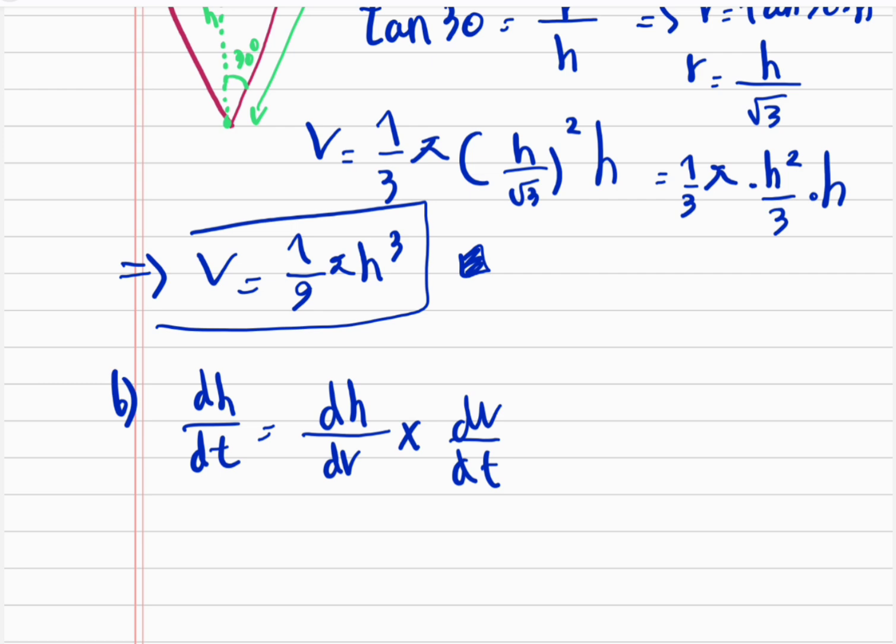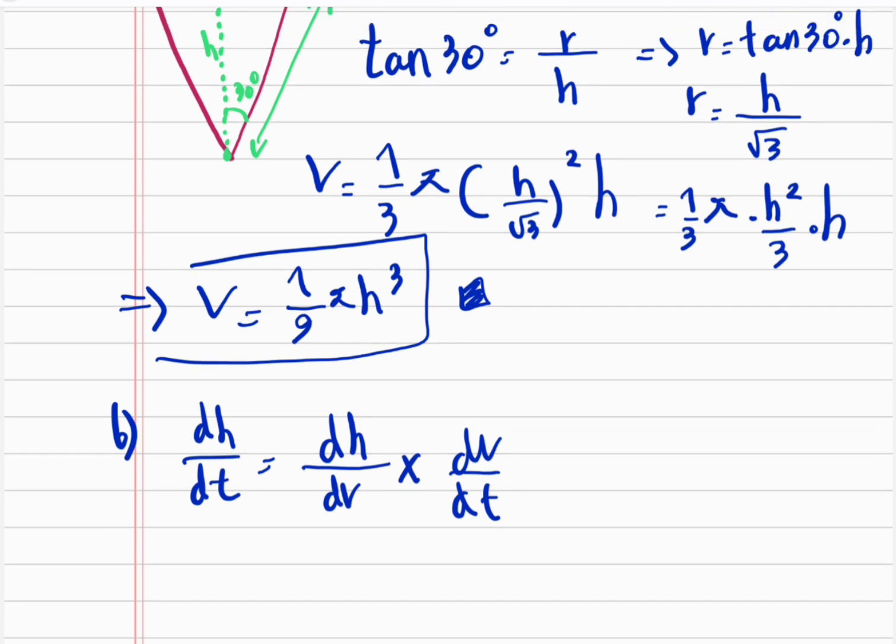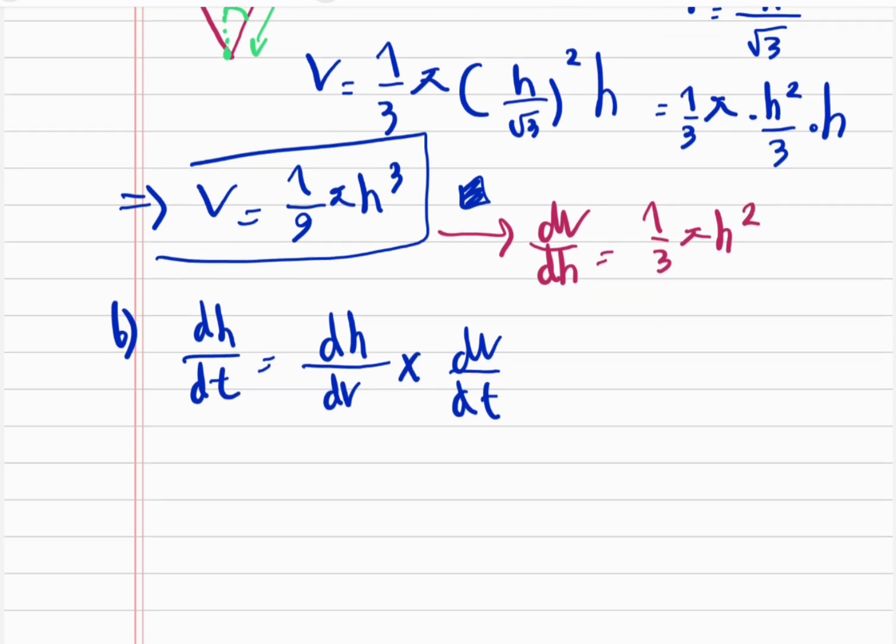And the next thing that we should find here is dh by dv, but we can easily find that because we have the formula of V. So let's find dv by dh, and then we find the reciprocal for this formula. So by using this formula, dv by dh is equal to 1/3 pi h squared. Now that we have dv by dh, obviously dh by dv is just the reciprocal of that.